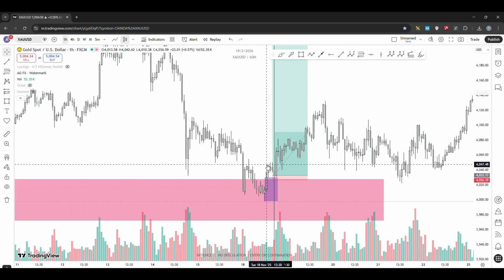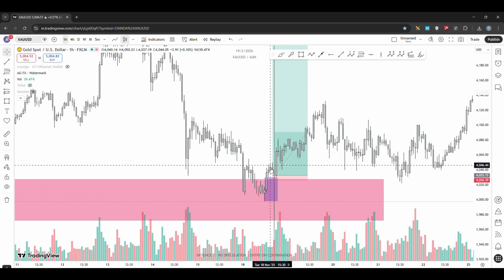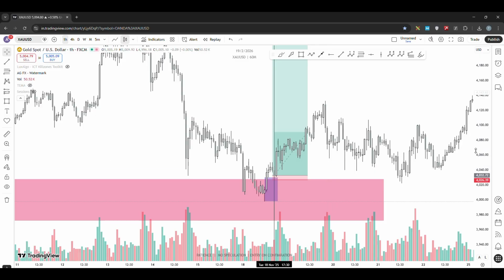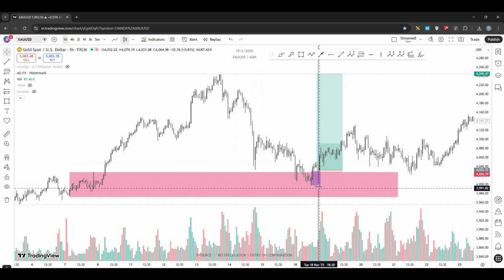In that case, you have to find this kind of displacement candles along with POIs. You have to mark the POIs and look for an entry from those in the lower time frame, okay, and adjust your targets accordingly. And remember, you can use the same concept, same entry model in different time frames as well. Let's say this was a weekly POI.